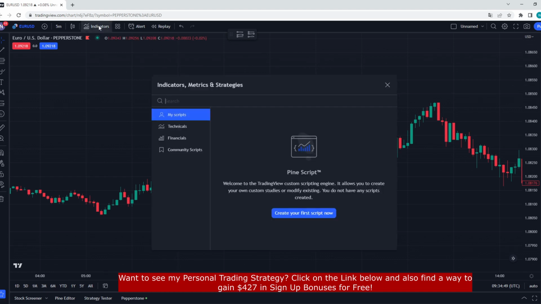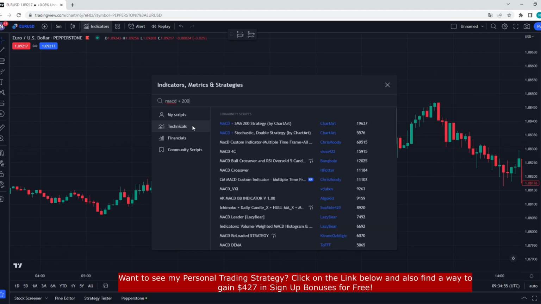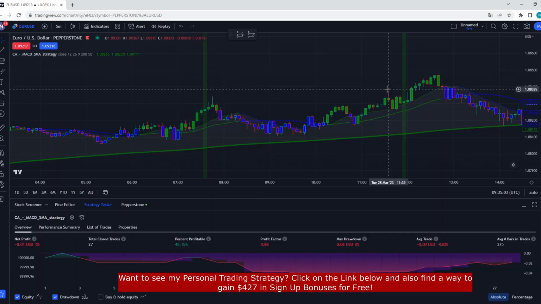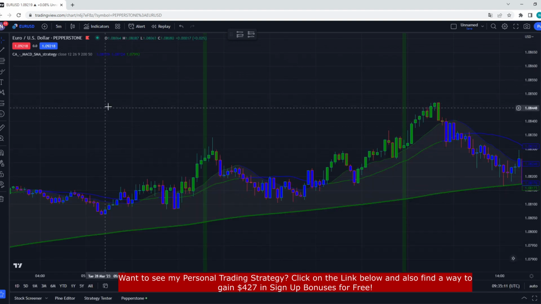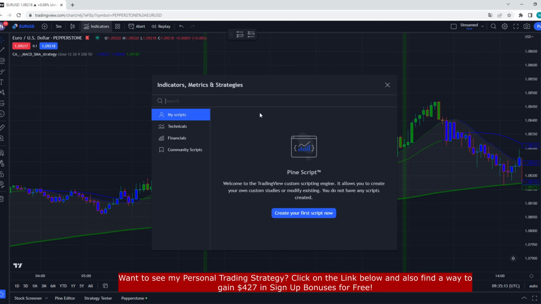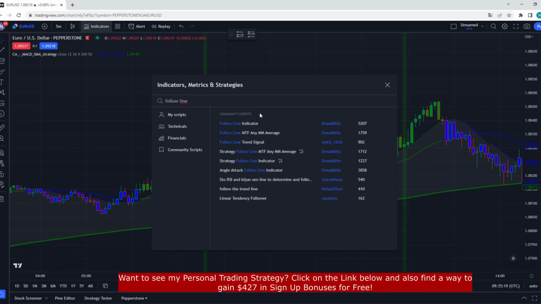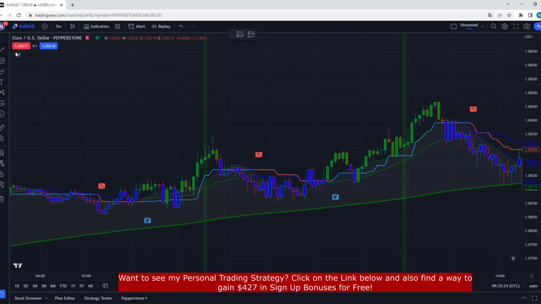For this, first click in the Indicators tab, and the first indicator is called MACD plus 200 SMA strategy by ChartArt. So this one, click on it and load it in. It looks now maybe a little bit messy, but you can already minimize this window so it looks a little bit better. The second indicator will be the follow line indicator by TradBlitz, this one.